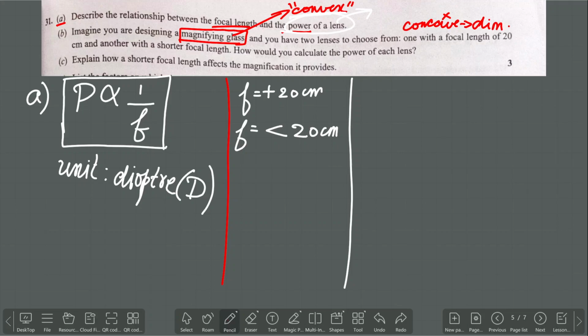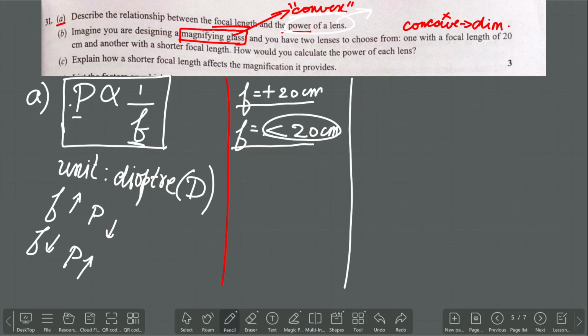First, let us find in these two lenses which one you are going to use for the magnifying glass. So here what we said, power is inversely proportional to the focal length. That means if focal length is getting increased, the power will get decreased. If focal length is getting decreased, the power will get increased. So here they didn't give any value. So let us assume the value of the focal length is going to be 15 centimeter like this. So let us name this one as lens L1 and this one as lens L2.